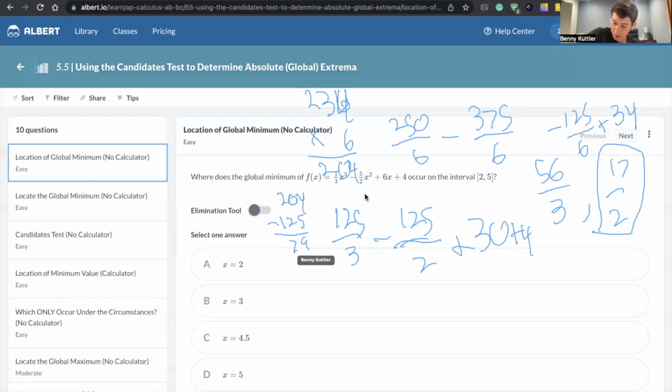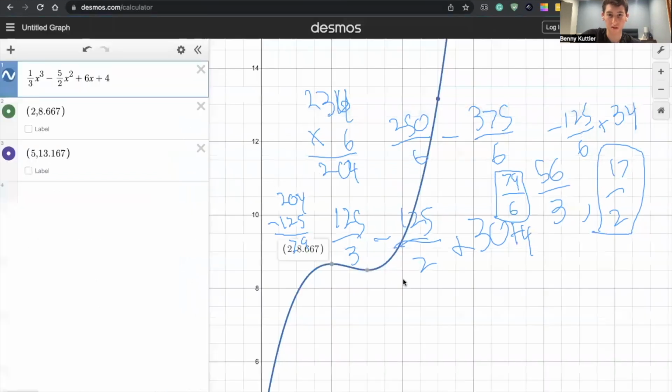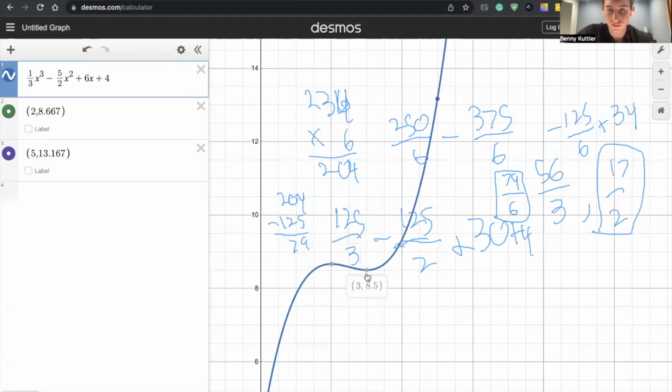79 over 6. So if we look, that is not smaller than 17 over 2. So we know that this 17 over 2 is our global minimum on that interval. So 17 over 2, that's equal to, let's look at the graph. So our absolute minimum is going to be here at 8.5.